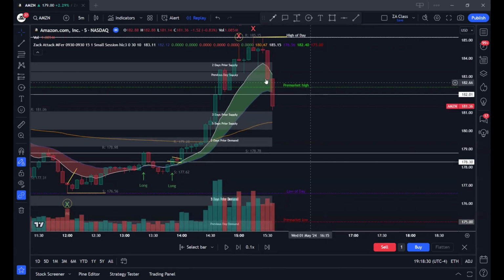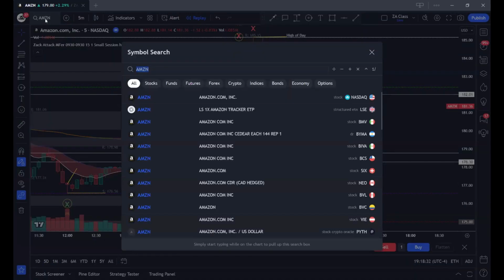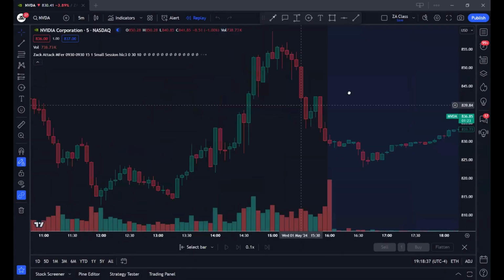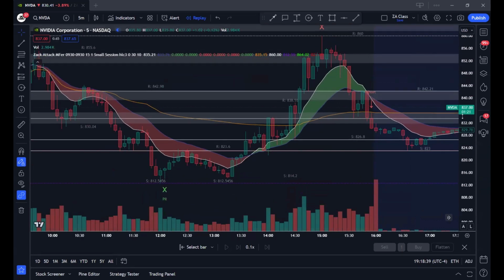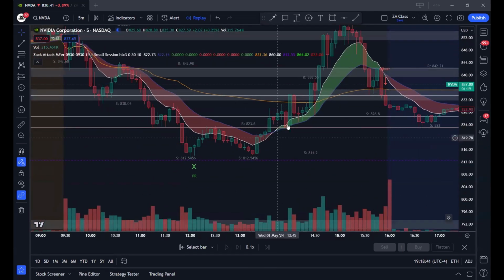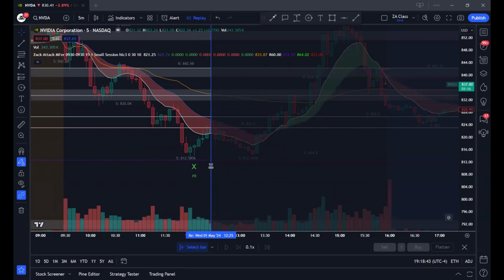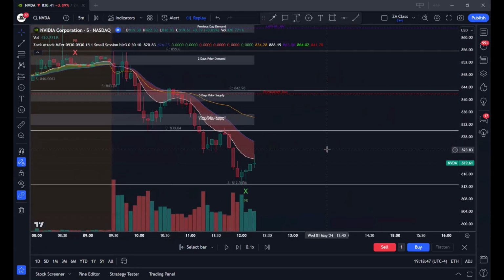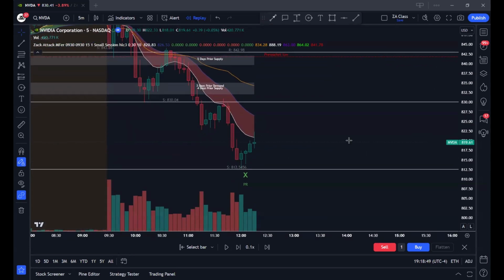I'm going to show you a couple more examples. If we go to NVIDIA, that had some good ones. Let's go to the NVIDIA chart. Again, same idea. I'll go ahead and replay this so you can see it. These were the only two signals on NVIDIA, so if you just waited, this was able to catch a nice top and bottom on NVIDIA.